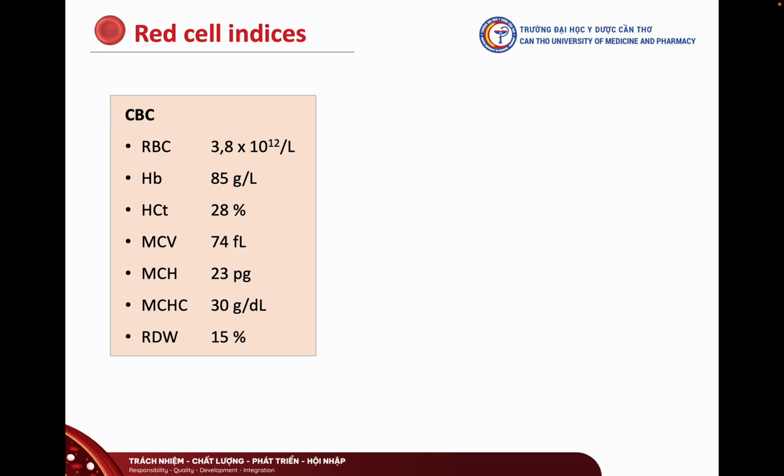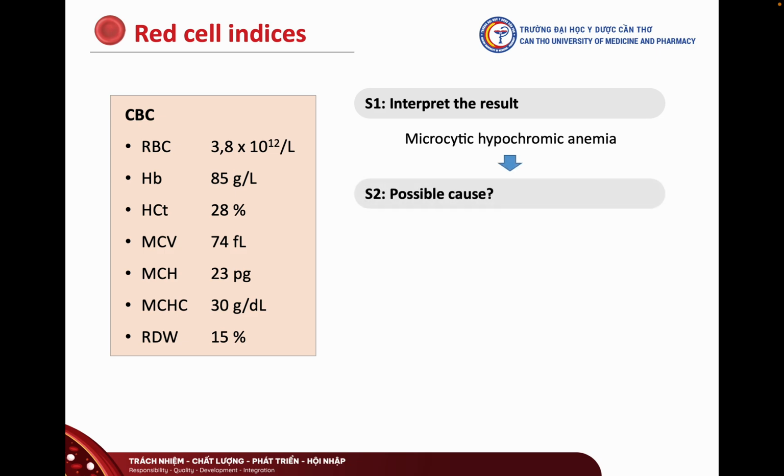Alright, let's read the CBC results together. First, we look at the MCV and the MCH value. The MCV is 74 femtoliter and the MCH is 23 picograms. So, this is the microcytic hypochromic anemia. Now, when we see this pattern, what is the most important cause? The most common causes include iron deficiency anemia, thalassemia, and anemia of chronic inflammation.